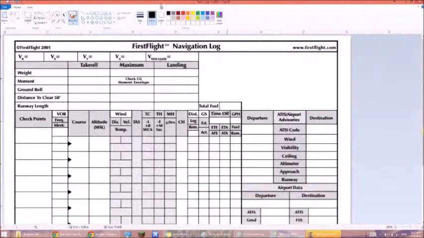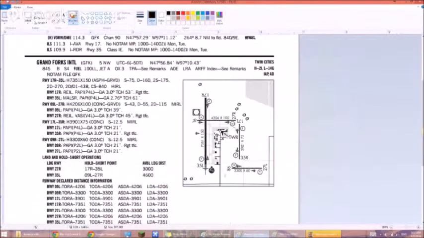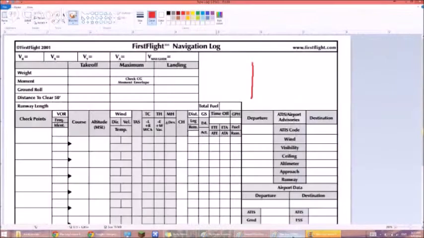So there's 1 of them, and then there's another one going there, there, and there. So I'm going to draw that real quick. So there, there, and there. So there's the 4 runways.